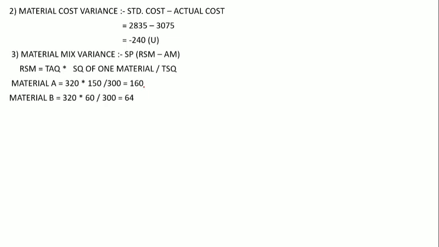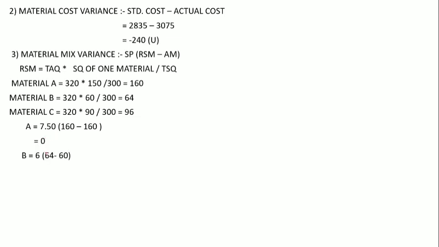For material B, 320 is multiplied by 60 and divided by 300. So the final answer is 64. For material C, TAQ is 320, SQ 90 and TSQ 300. So the final answer is 96. So after this, put the values for the formula. So for material A, SP is 7.50 and in bracket 160 minus again 160. In AM, which we have written here, the value of AQ will be used. So the final answer is 0.